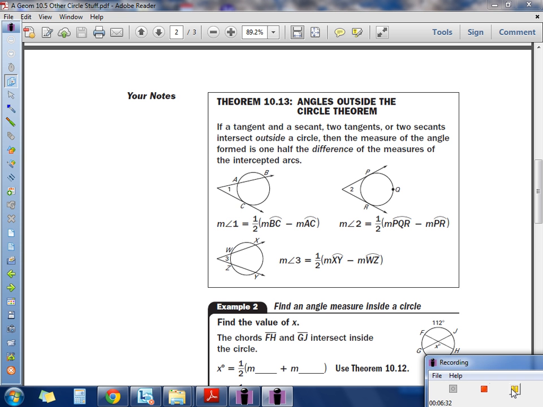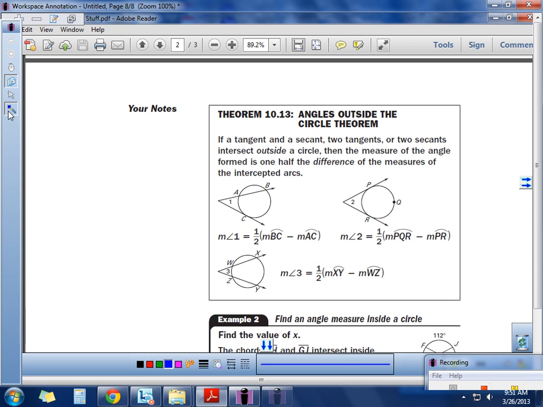Here's the last little theorem that you've got to be able to be aware of. And focus on the vertex of the angle. Where's the vertex of these angles? Outside the circle. So write that down. Whenever the vertex is outside the circle, here's our new formula. Angle is 1/2 arc minus arc.